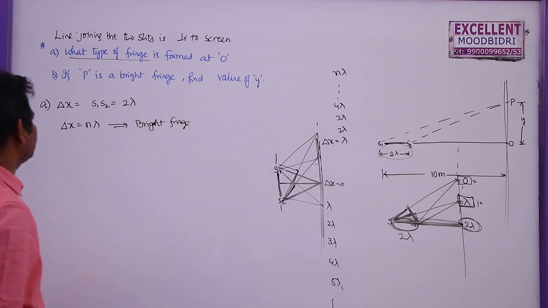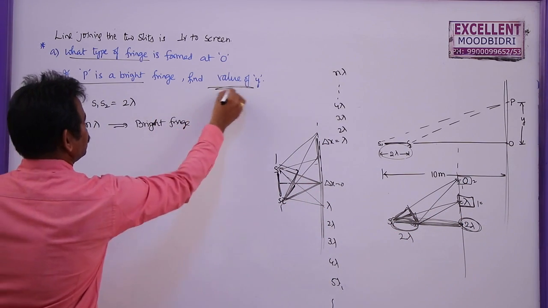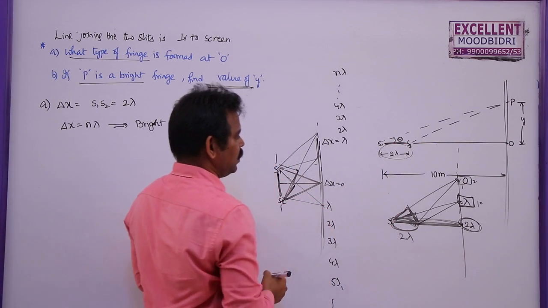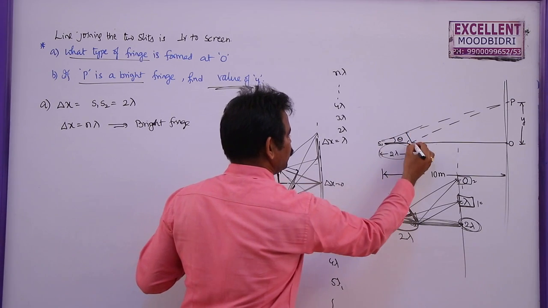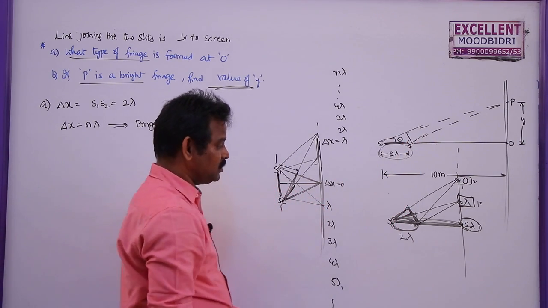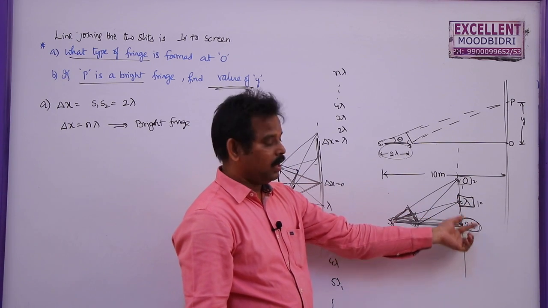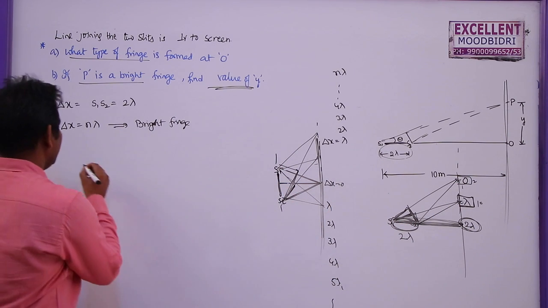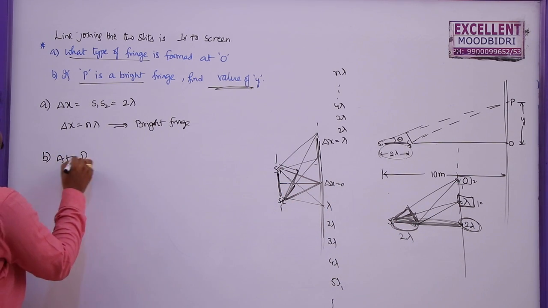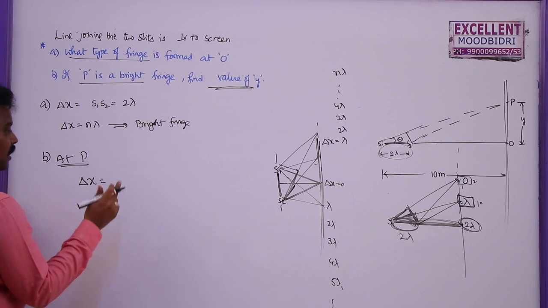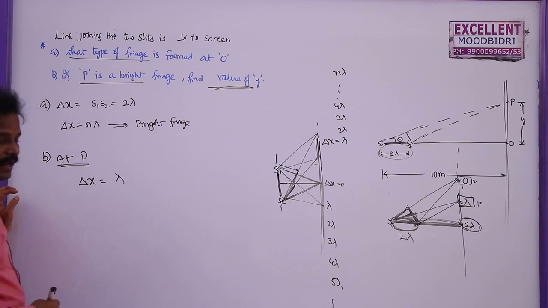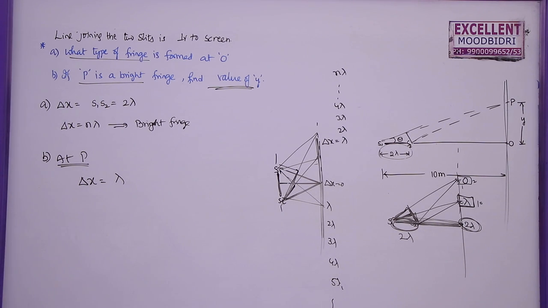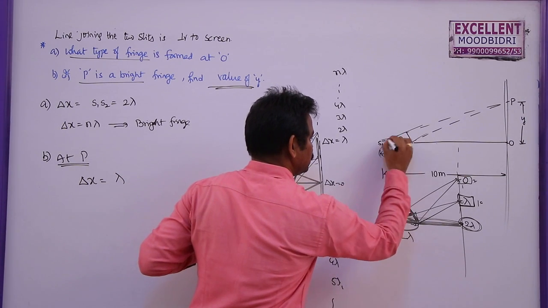Now, they are asking if P is a bright fringe, what is the value of Y? So first of all, let me take this case. Let us say this is theta here. So what is the path difference between this wave and this wave? This must be less than 2 lambda. Why? Because as you move up or down, the path difference is always less than 2 lambda. So in this case, at P, the path difference must be less than 2 lambda. So let me take it as lambda here. But how to find the path difference here?